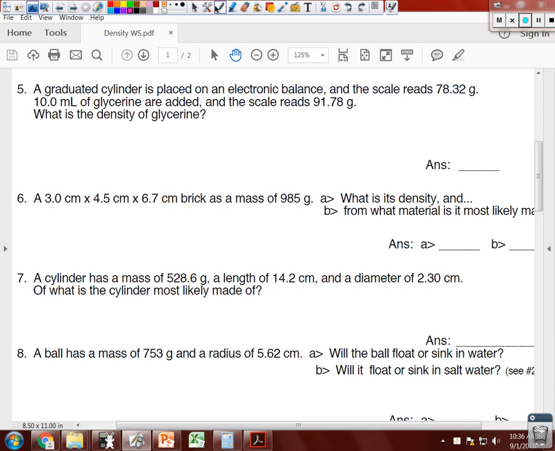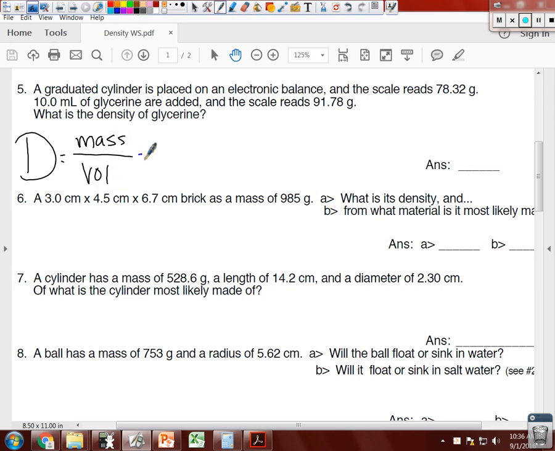So again, the first question you always need to ask yourself is, what am I solving for? What's the purpose of this? So what are you actually trying to find? The density of glycerin, okay? Do we have a formula for density? What is it? Mass over volume.